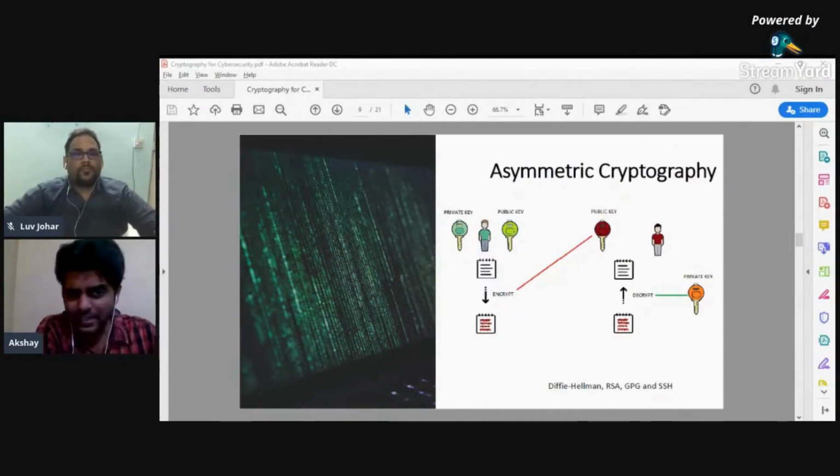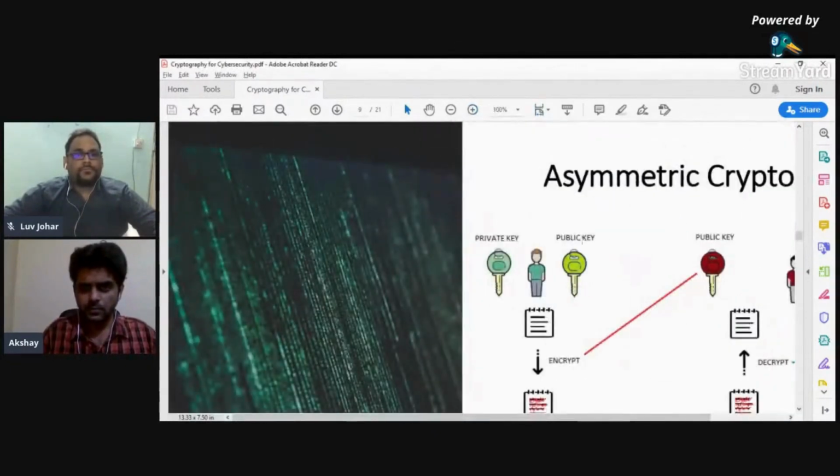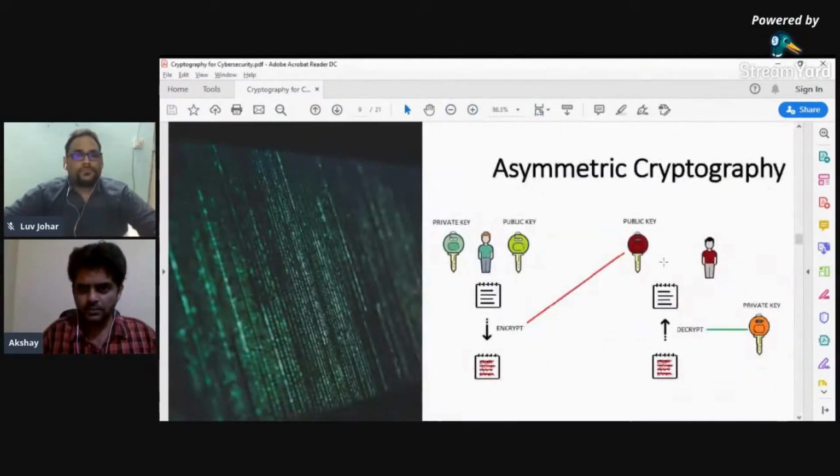So in asymmetric key cryptography, what we are saying is that both parties, I hope this is visible. Should I zoom in a little bit? Okay. Yes, a little bit of zoom will work. Is this better? Yeah, better.